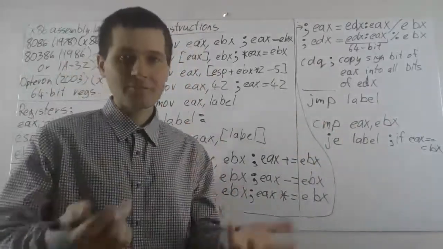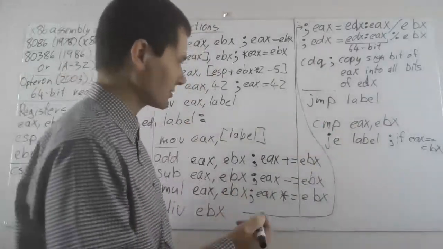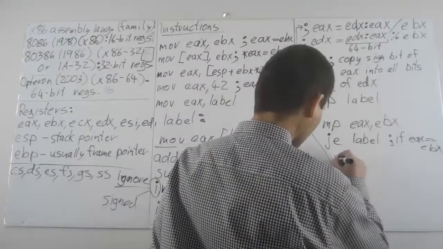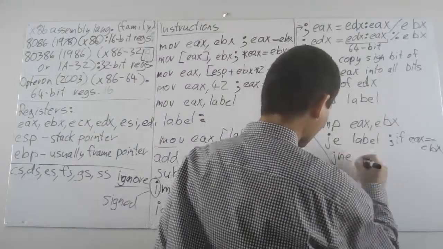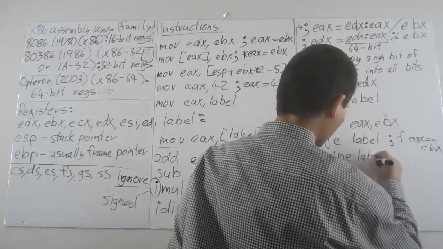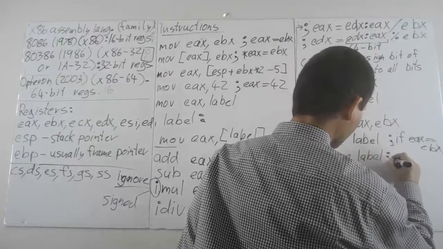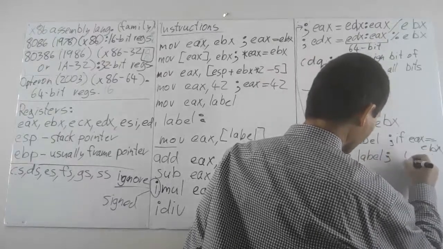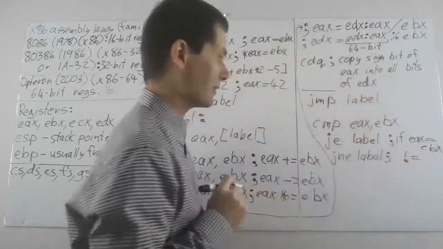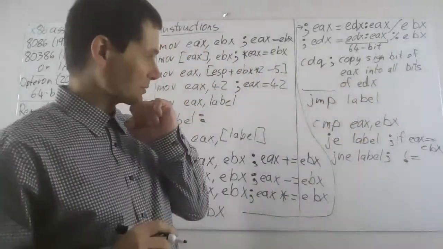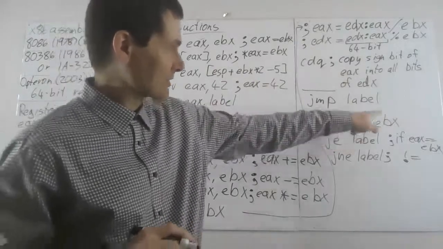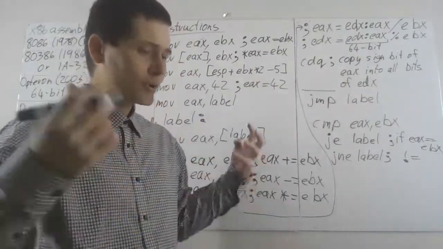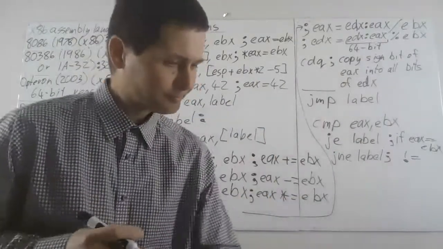And then there's a bunch of related instructions that do other things. So jump not equal, JNE. And again, you would typically use it with a label. And so this is if they're not equal, right? So that will jump if EAX and EBX were not equal when you compared them.